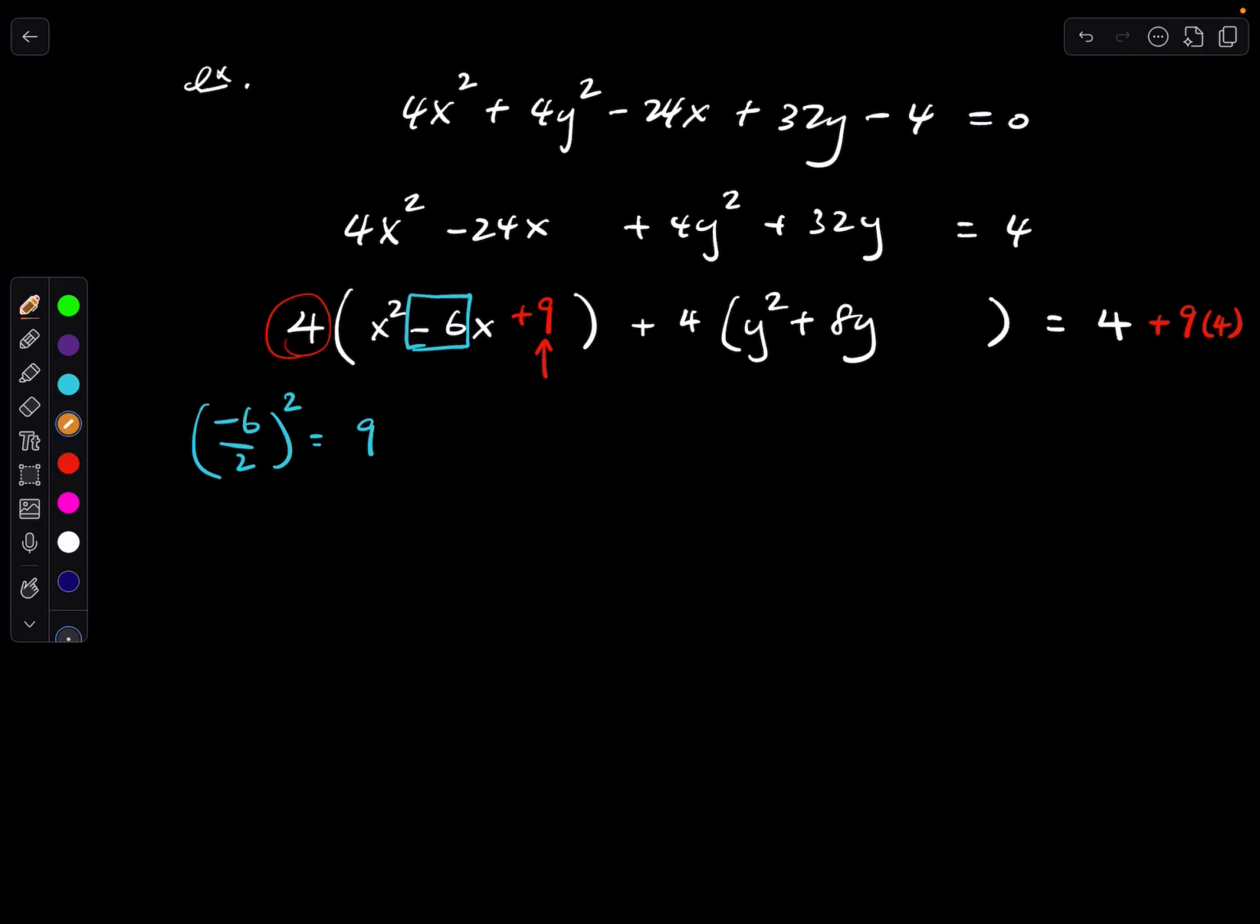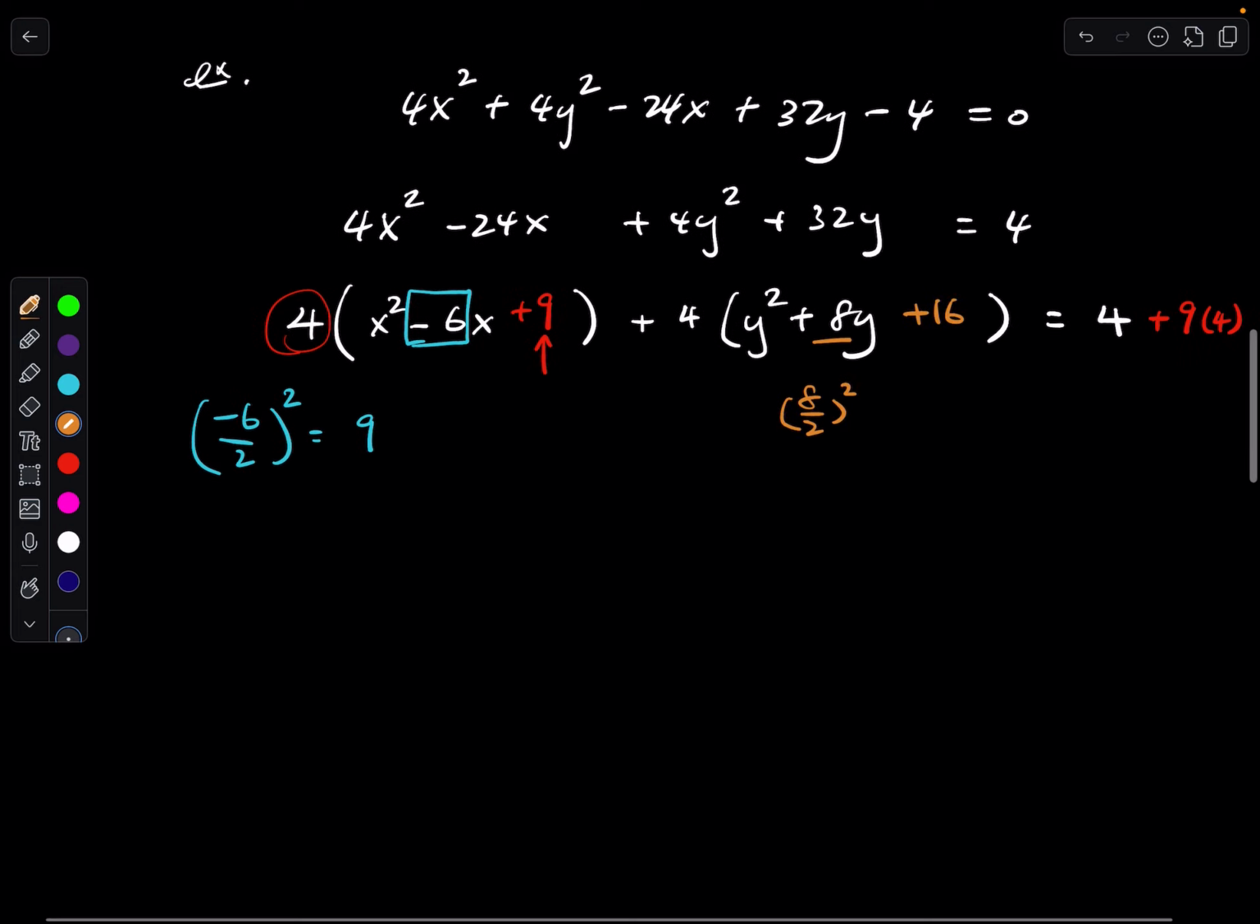Next, we're going to talk about this number. Divide this number by 2 and square that. That will give you 4 squared, which is 16. You add 16, and when you add 16 you also need to add it on the right side. Look at how the 16 is being multiplied by 4 again, so you also multiply this one by 4. Now we're going to simplify this math right here.